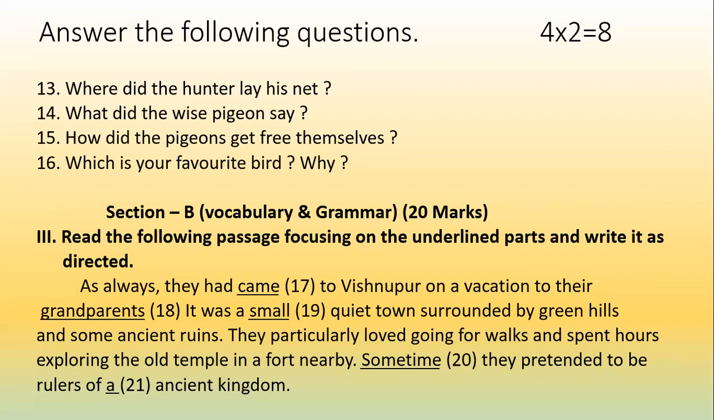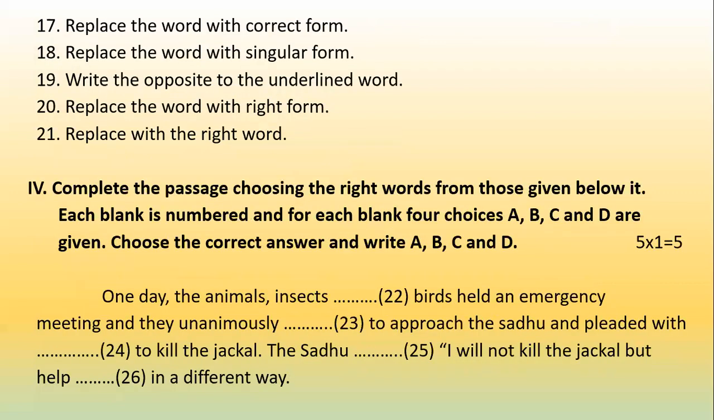Now, next comes the 4th bit. Complete the passage choosing the right words from those given below it. Each blank is numbered, and for each blank, 4 choices are there. A, B, C and D are given. Choose the correct answer and write A, B, C or D. You should not write the whole word. Only you have to write either A or B or C or D.